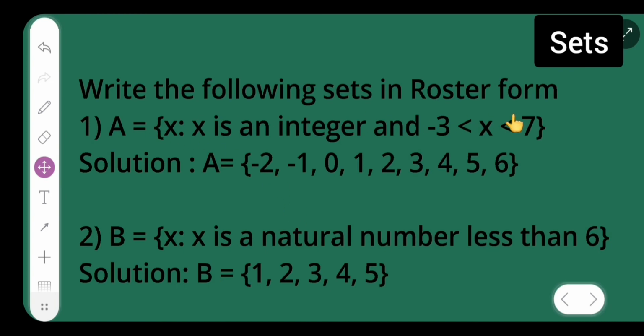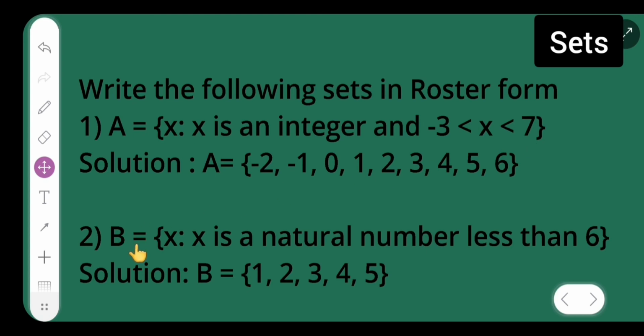First, write the following set in a roster form, okay? Now this particular set is given, I have to write it in a roster form, okay? x is an integer and minus 3 is less than x, okay? And x is less than 7, okay? So I have to take minus 2, comma, minus 1. These are the integers, right? Comma 0, comma 1, comma 2, comma 3, comma 4, comma 5, comma 6. Now you all know why I have stopped up to 6, because x is less than 7. So what is less than 7 is 6, right?